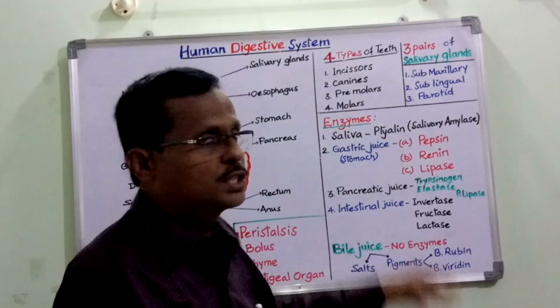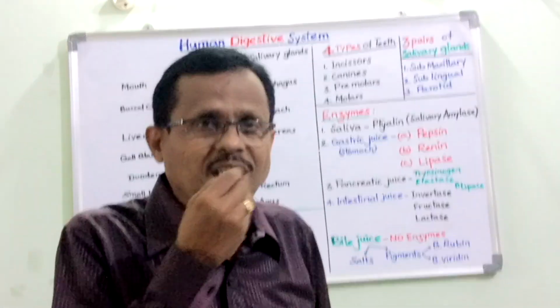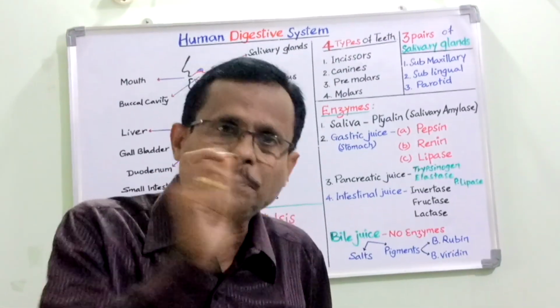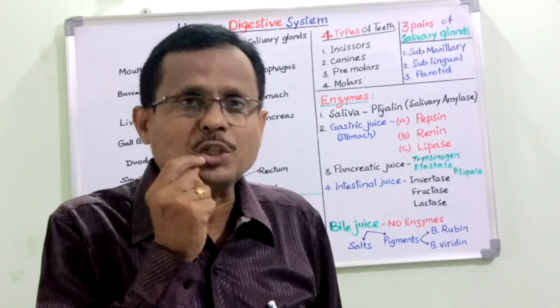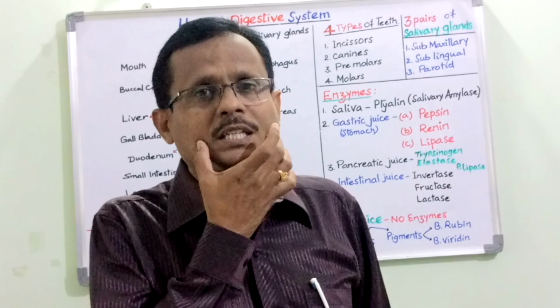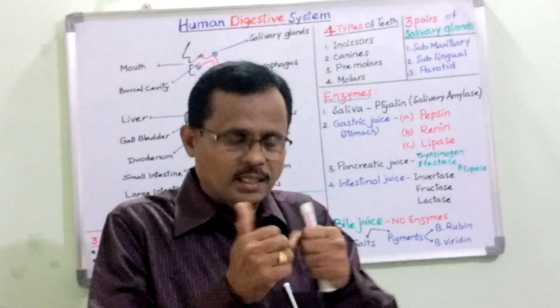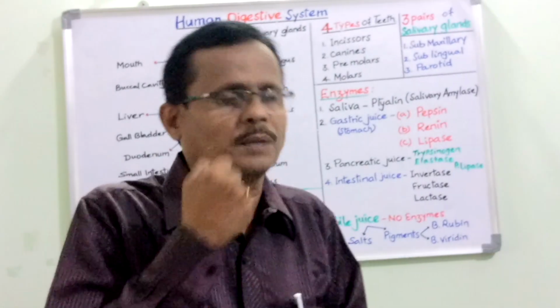Then the third one is premolars. The premolars break. Generally, when we eat nuts, these nuts are broken into pieces with the functioning of these premolars. And the molars, which are located in the deeper zones, are called grinding teeth. They grind food into fine substance.